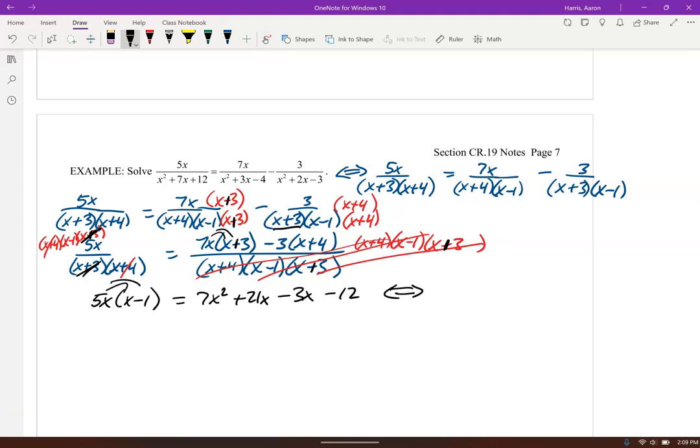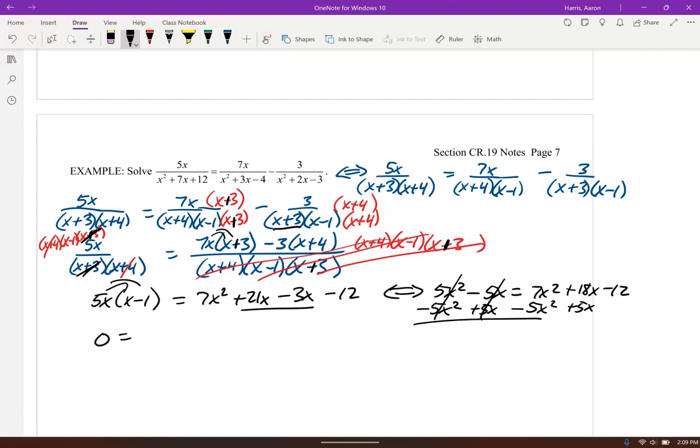So that becomes 5x squared minus 5x equals 7x squared. I'm going to combine those, plus 18x minus 12. Get everything on one side. We're solving a quadratic, so I got to get it equal to 0 on one side. Let me add the 5x there. So now I have 0 on the left-hand side equals 7x squared minus 5x squared, 2x squared, 18 plus 5, plus 23x minus 12. And then we're going to go ahead and factor that.